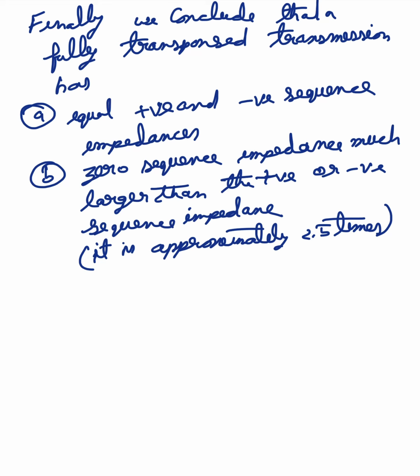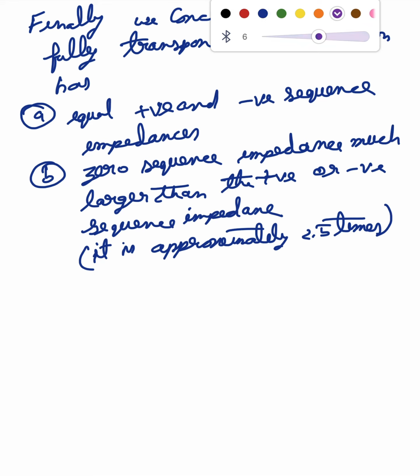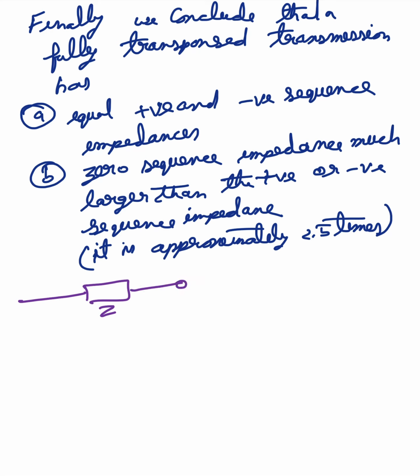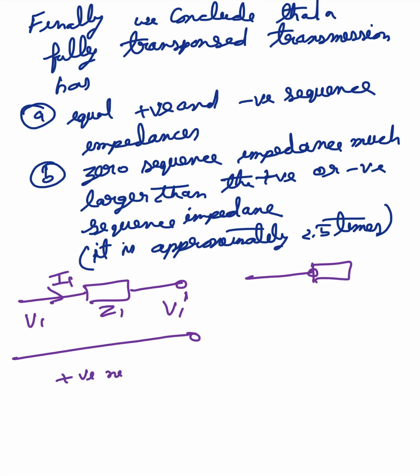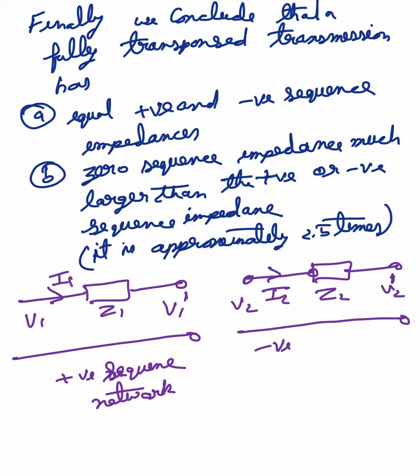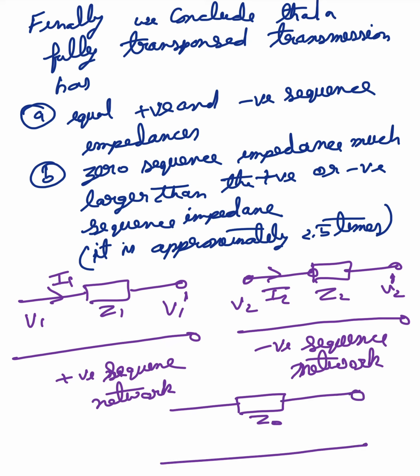Here you can see what is happening. This is the Z1 impedance with V1, V1 dash and current I1, the positive sequence network. In a similar way, for the negative sequence, Z2 with current I2 flowing and voltage V2 dash, this is the negative sequence network. And for the zero sequence, Z0 with V0, V0 dash and I0, this is the zero sequence network.